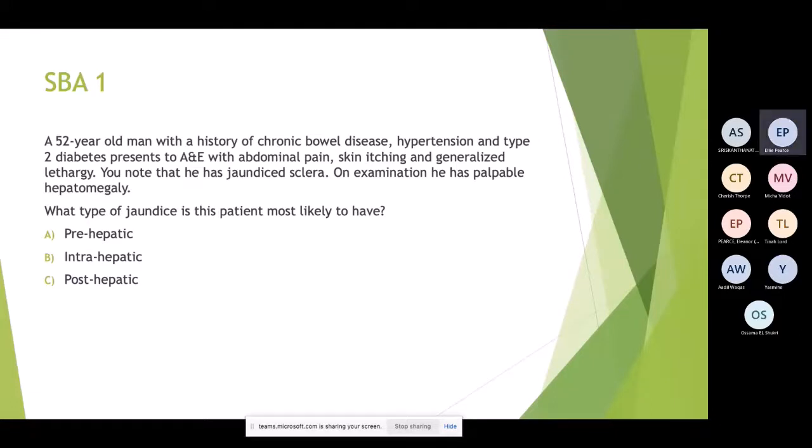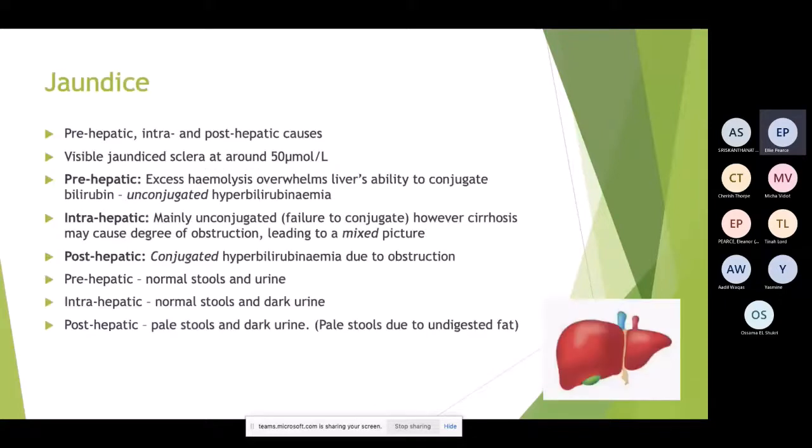Okay, so give that a couple of minutes. So we've had a spread of answers between B and C. The answer I was going for this time was B, and we'll explain why. So firstly, just an overview of jaundice. You can divide it broadly into pre, intra and post-hepatic causes. People tend to have visibly jaundiced sclera when their bilirubin gets to about 50. And just a quick refresher that pre-hepatic causes are anything that involves excess hemolysis, and this overwhelms the liver's ability to conjugate bilirubin. So you get a predominantly unconjugated hyperbilirubinemia.